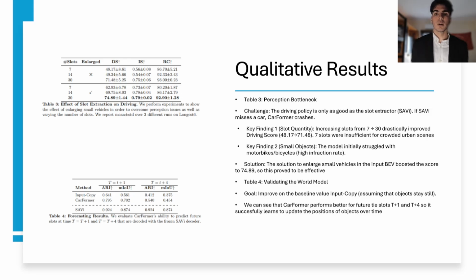To validate the world model claim, we measured the forecasting accuracy in Table 4. We compare CarFormer to an input copy baseline, which assumes the world is frozen. At time t plus 4, the baseline fails. ARI drops to 0.41, as we can see. CarFormer maintains a much higher accuracy of 0.54. This gap proves the model isn't just copying the present, it is successfully simulating the movement of traffic.